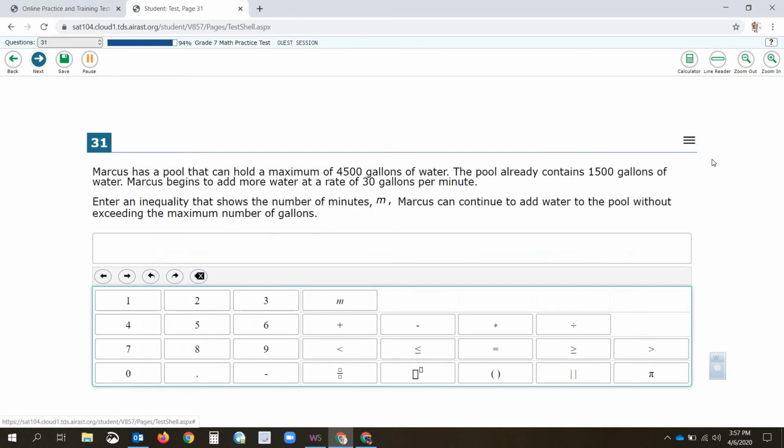All right, here we go. Next question, 2 to go. Marcus has a pool that can hold a maximum of 4,500 gallons of water. The pool already contains 1,500 gallons of water. Marcus begins to add more water at a rate of 30 gallons per minute. Write an inequality that shows the number of minutes M Marcus can continue to add water to the pool without exceeding the maximum number of gallons.